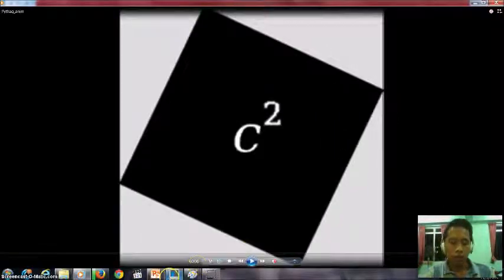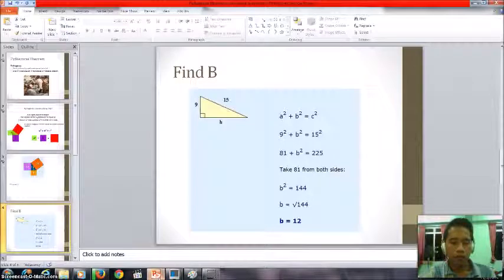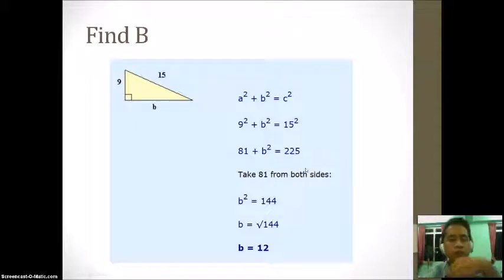So, application of the Pythagoras theorem. For example, for this equation, find b. So the question already states that it is a right angle triangle. So we can straight away use the Pythagoras theorem. So a squared plus b squared equals c squared. So we just plug in the value 9 for a. Since 15 is the hypotenuse, we put it as c. So we plug in the value, we calculate, and then we get the b.